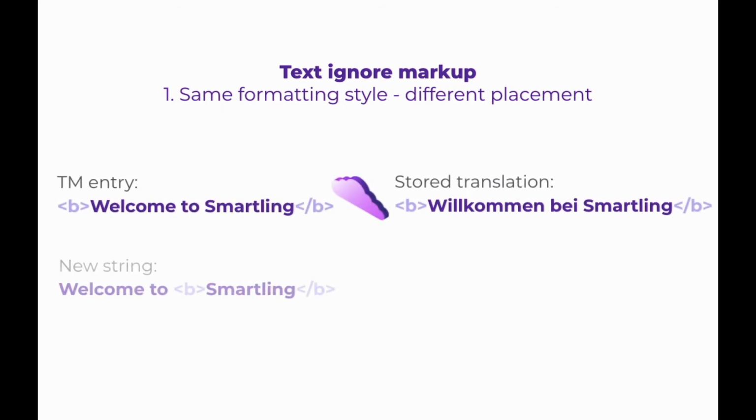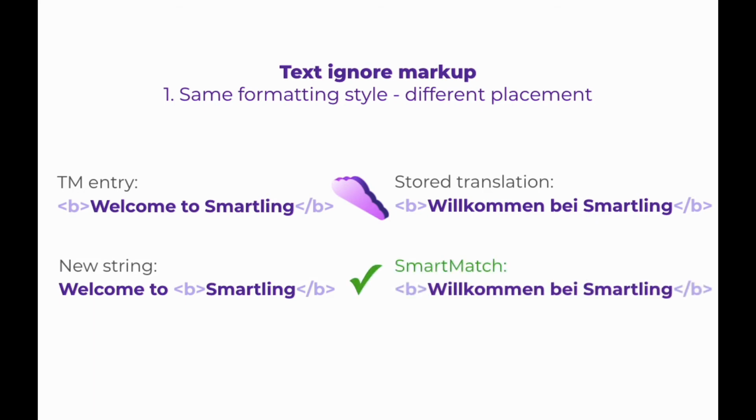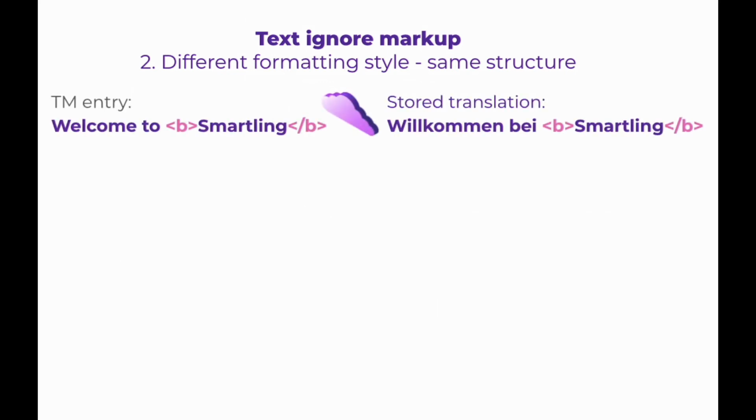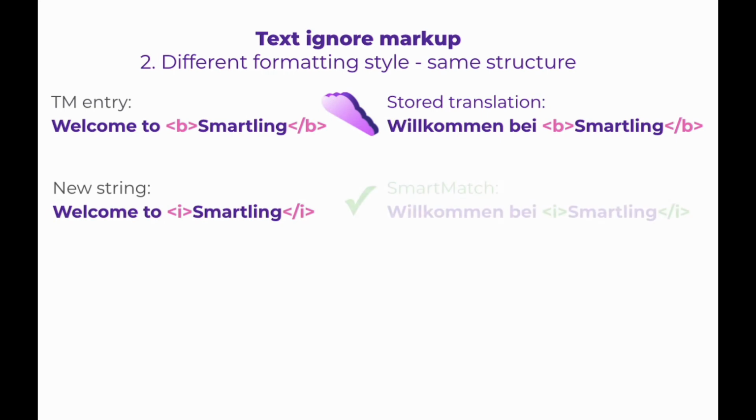In our example, the new string still uses HTML tags to indicate some bold formatting, but instead of marking up the entire sentence, the tags are now wrapped around the word Smartling. With the setting text ignore markup, this string will SmartMatch and the previous translation will be applied. This SmartMatch setting also works if the tags indicate a different type of formatting. For example, if the string stored in the translation memory was using some bold tags, the new string with italic styling will SmartMatch, and the tags will be intelligently adjusted to reflect the new formatting. So even though the translation memory entry had bold tags, the SmartMatched string will correctly display the new italic formatting.